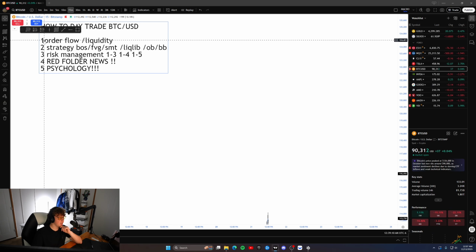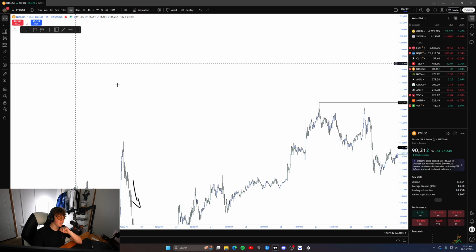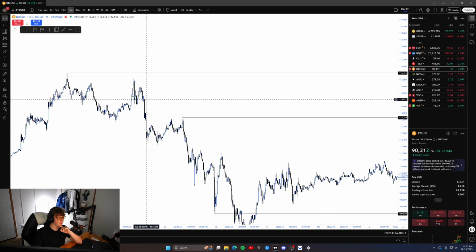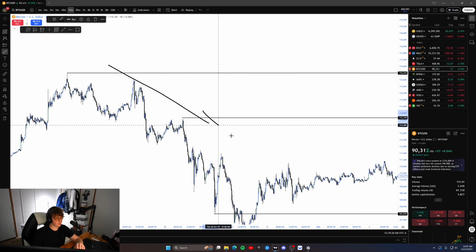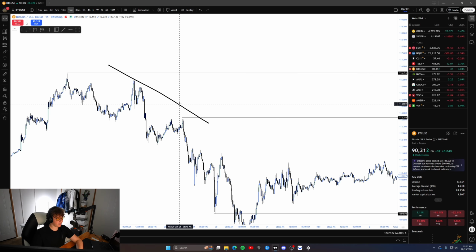All right, so we're gonna start this from the top. We're gonna identify order flow. All right, the trend is moving downwards. Order flow is also moving downwards. We're moving down. All right, we identified that.